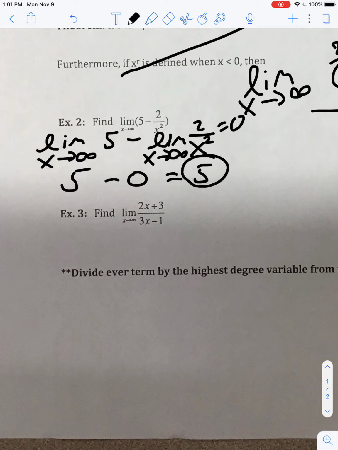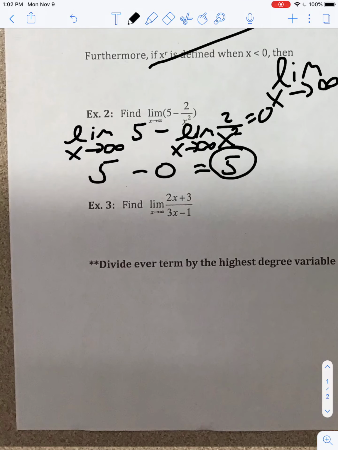And there's pretty much 2 rules to keep in mind as a refresher. Anytime you have the same degree on the top and bottom of your expression, so like here I have x to the first and x to the first, then your horizontal asymptote is just whatever the leading coefficient fraction would be.